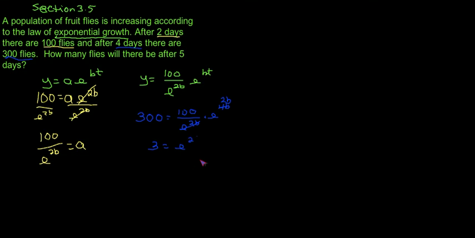And again, since I've got a base e, and I'm trying to bring this b value out of the exponent, we're going to apply a natural logarithm. So we're going to do natural log of 3 equals natural log of e raised to the 2b power.